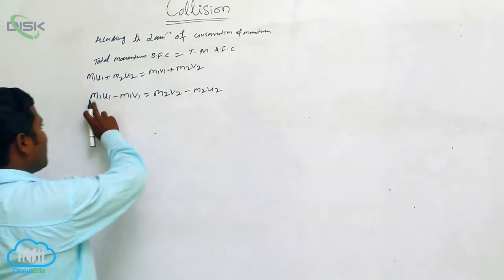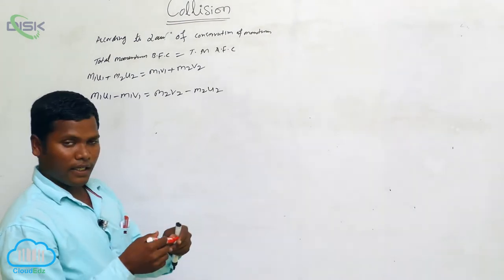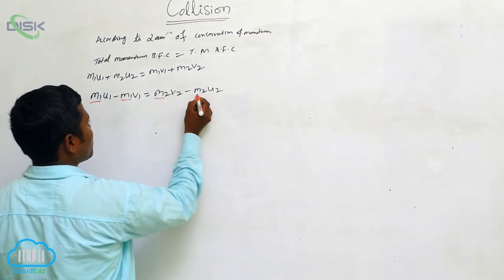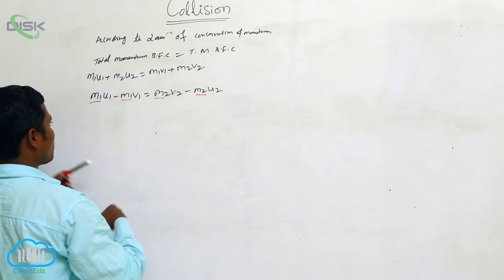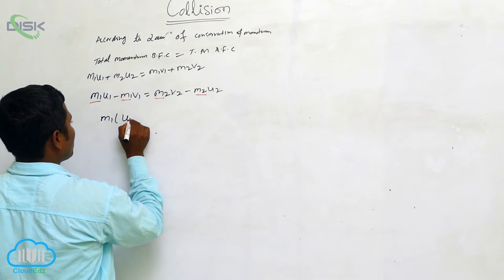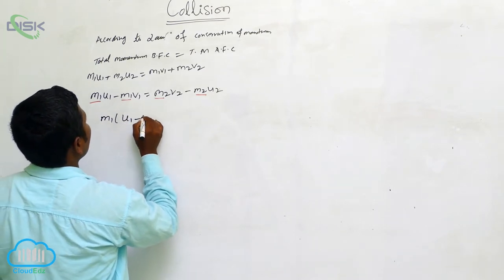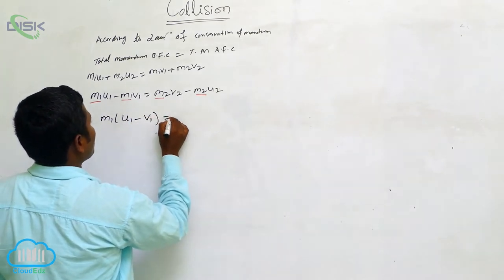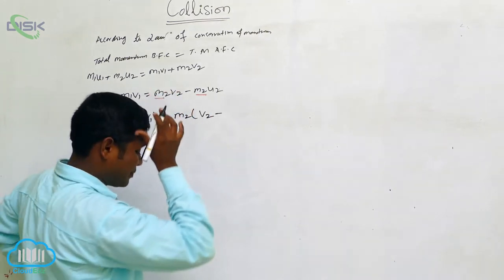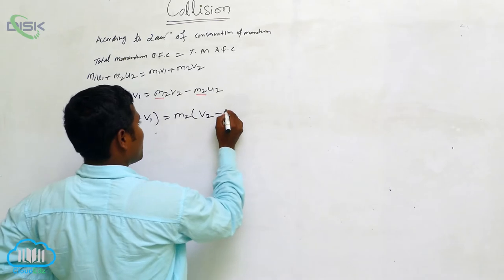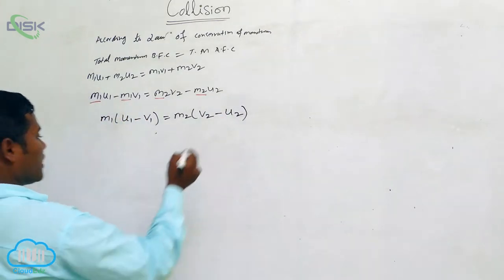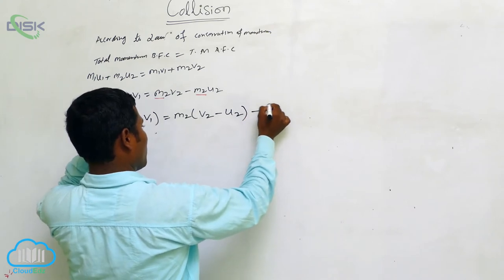Okay, take the common terms. Which term can we take common here? M1 you can take common, and here also M2 is there. Take this term common. What happened? M1 times U1 minus V1 equals M2 times V2 minus U2. This is equation number one.